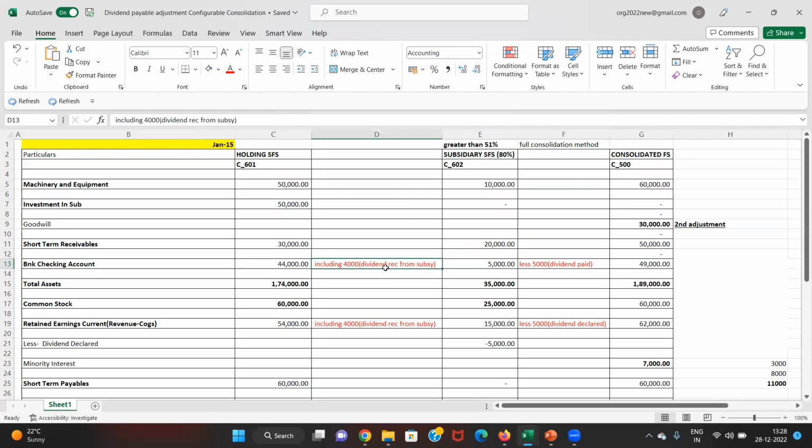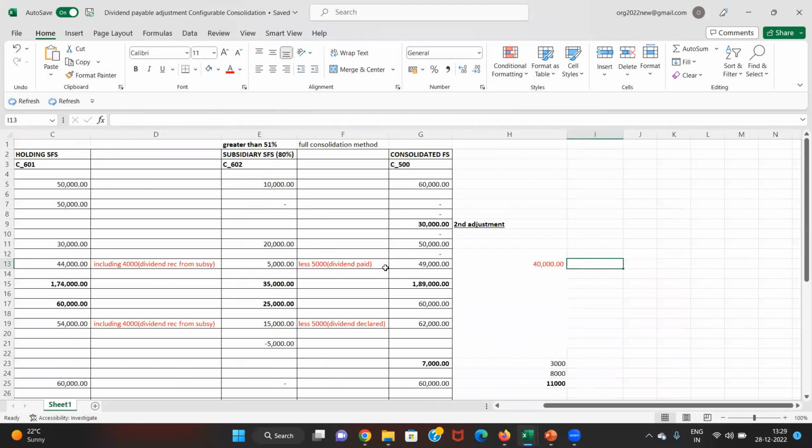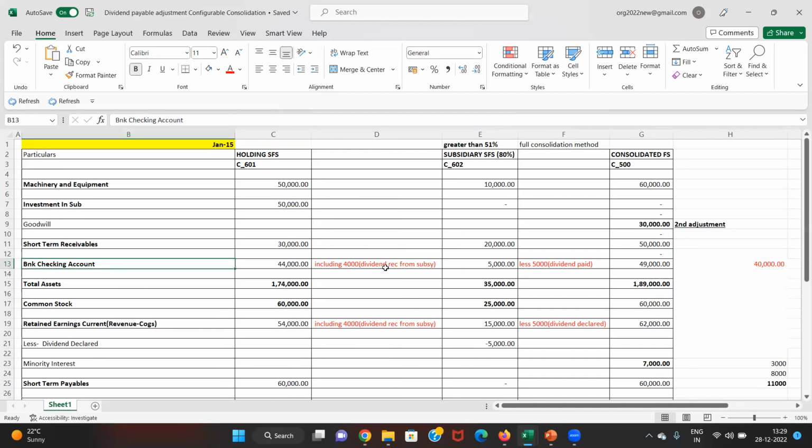So I have assumed that 4,000 of the dividend received from the subsidiary is included in the bank account. So say in case my bank had a balance of 40,000 before receiving the dividend, and then it received a dividend of 4,000. So the total now gets to 44,000 of cash or bank. So the total of my assets is 174.